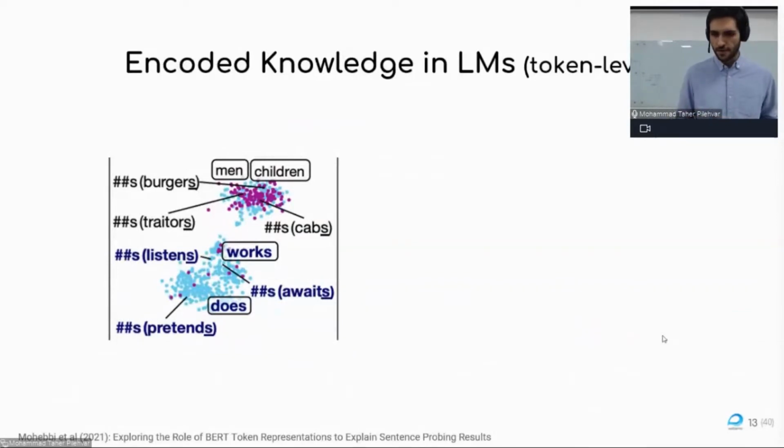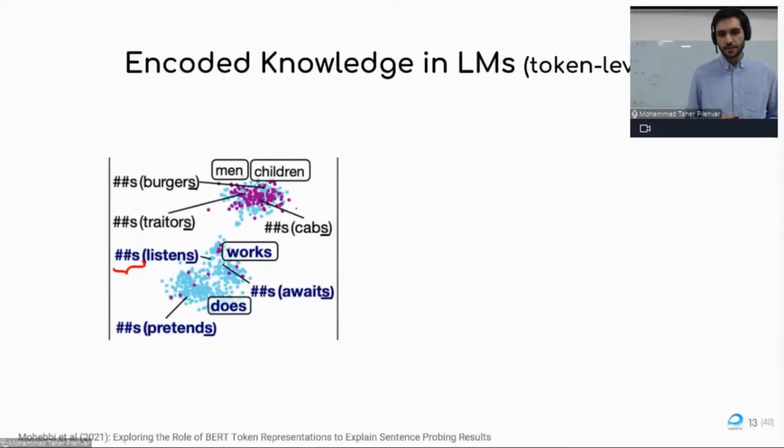I can talk for 5 hours maybe talking about the different studies on the encoded knowledge, but just this last one, this is a paper that was accepted to EMNLP last week, by two graduate students of mine. It's a really interesting study on how BERT encodes different knowledge in specific tokens. So for example, what we found was that in the S token, which can be either a token to make a noun plural or a verb, third person, single present, whatever.